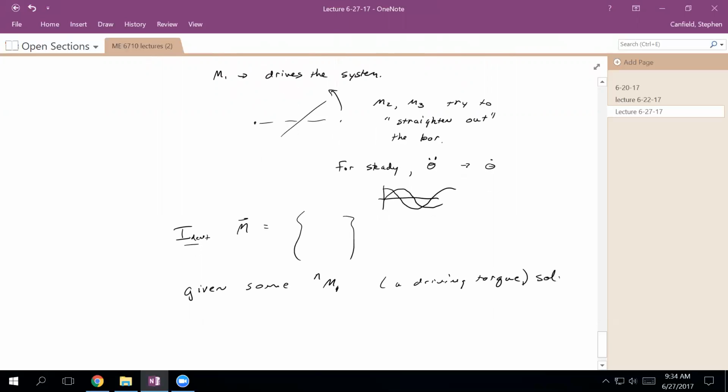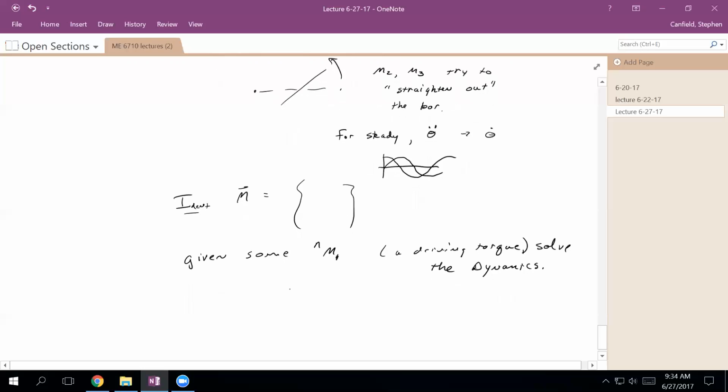Solve the dynamics of this problem. Well, in this case, it's a 1 degree of freedom system. This was a special problem. It's a 1 degree of freedom system, which means that my degree of freedom is theta, with theta dot and theta double dot, which means I need second order differential equations.